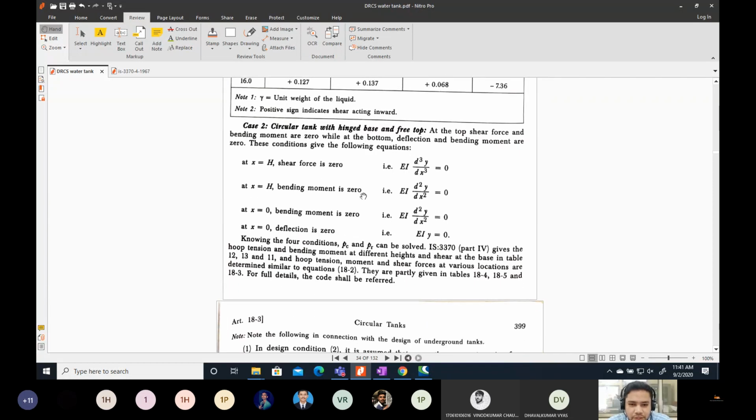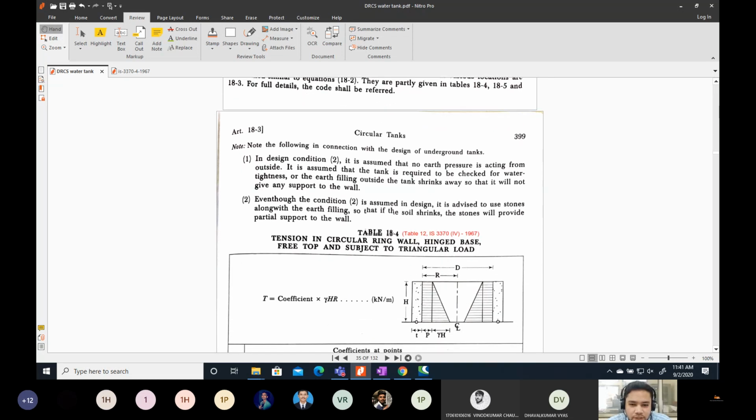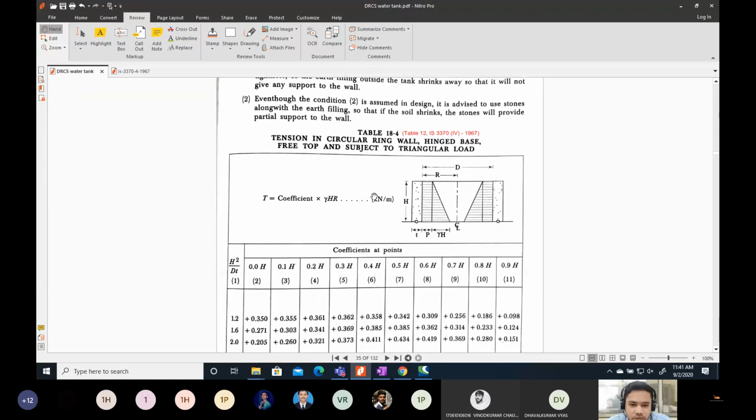Now for the hinge base and free top, again the code has given the tables, which are reproduced here. It is given in table 12 of IS 3370 part 4. You can refer to this table, these codes. They are uploaded in your Google Classroom, so you can access them.